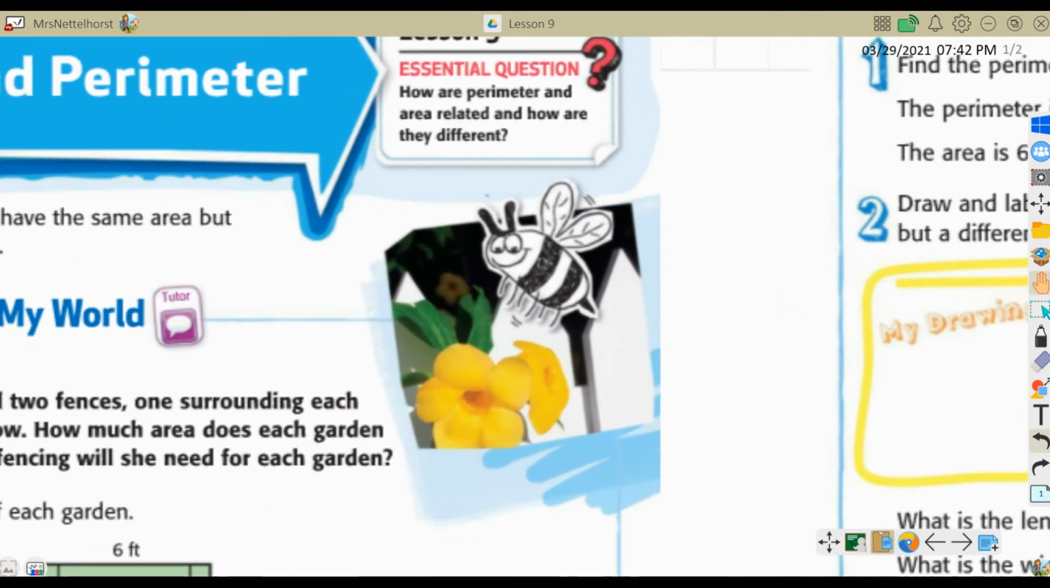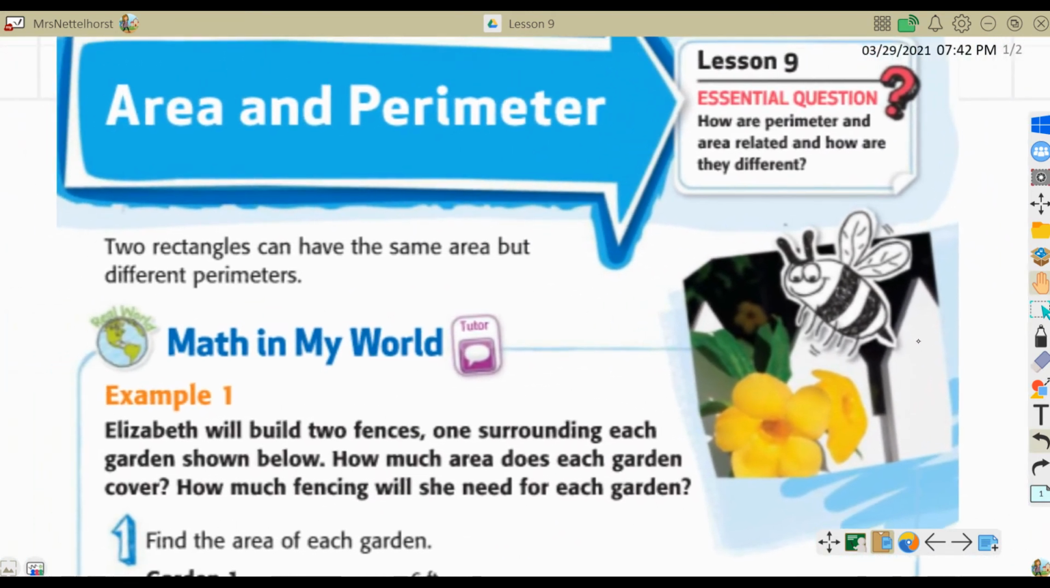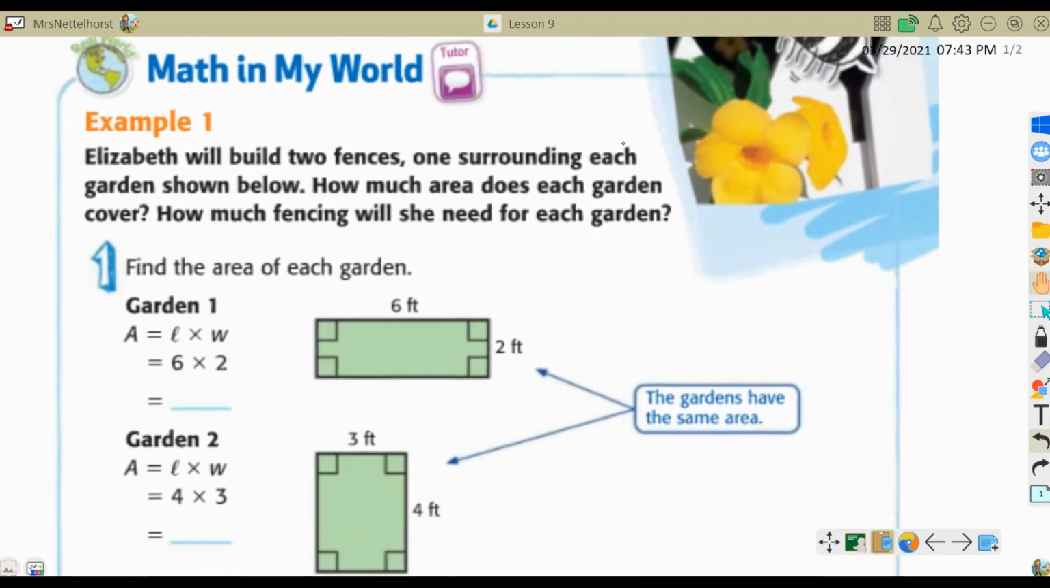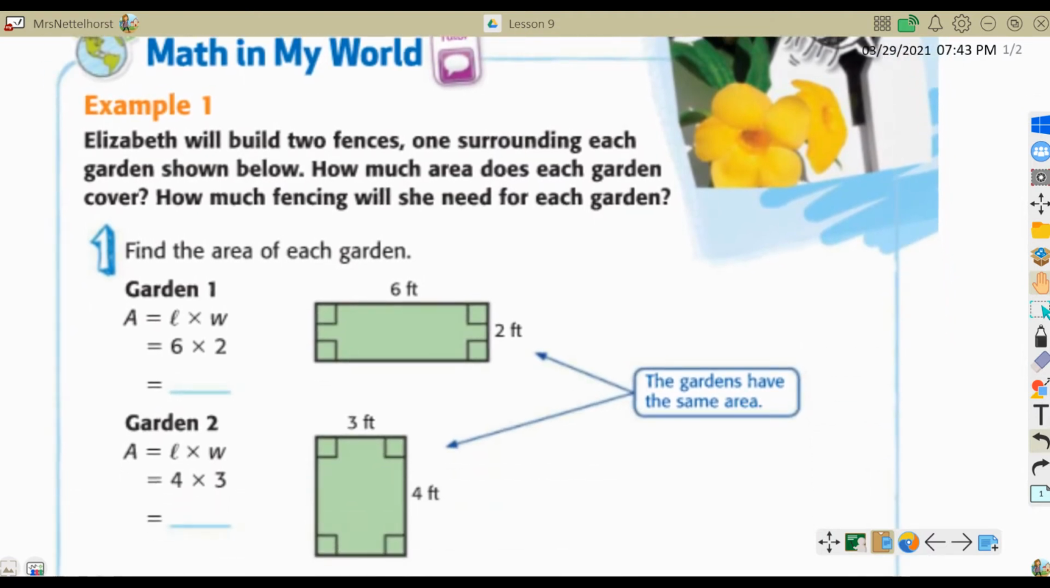Two rectangles can have the same area but different perimeters. That means that the space inside the perimeter can be the same even though the outside edge measures differently. Let's take a look at an example. Elizabeth will build two fences, one surrounding each garden shown below. How much area does each garden cover? How much fencing will she need for each garden? So they're asking for two things: first, the area of each garden, and then how much fencing.